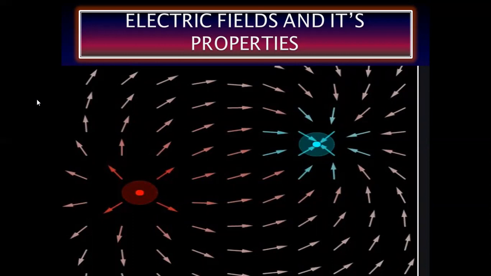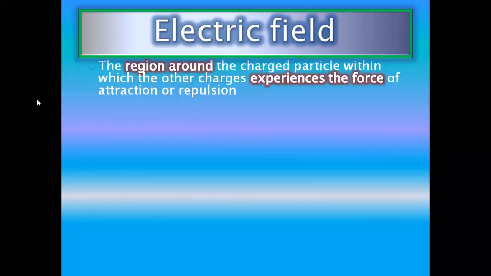In this figure, the red one depicts a positive charge and the blue one is a negative charge. So there exists an electric field around them. Here is the definition for electric field. In the region around a charged particle within which other charges experience a force of attraction or repulsion, that region is called the electric field.